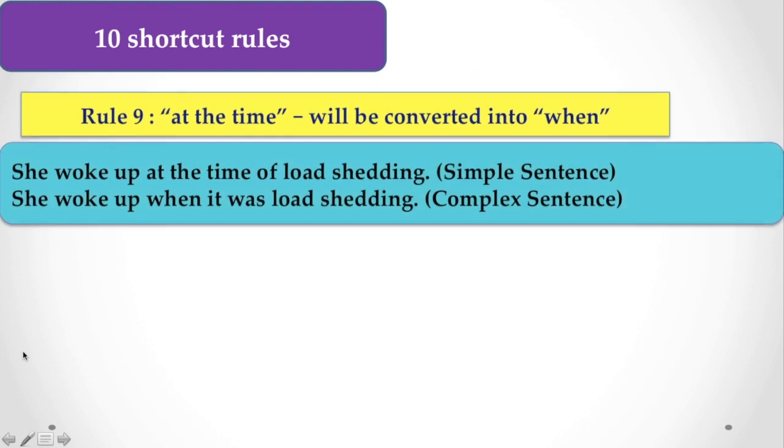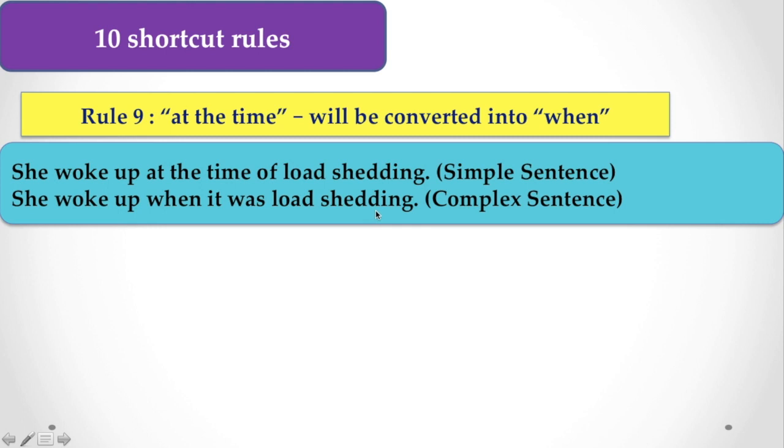Now, next rule for you: at the time. If in a simple sentence you find the phrase at the time, it will be converted into when. If you find at the time, you have to use a when clause for the complex sentence. That is, "She woke up at the time of load shedding." And when you try to make it a complex one, you have to write, "She woke up when it was load shedding."